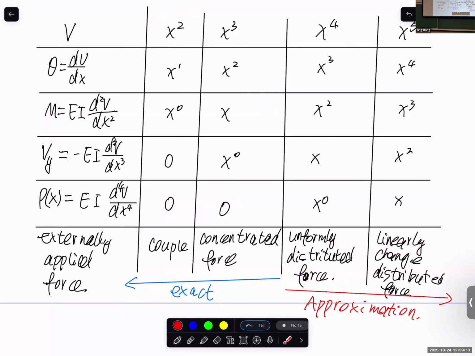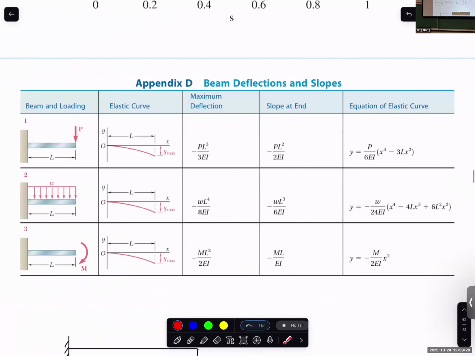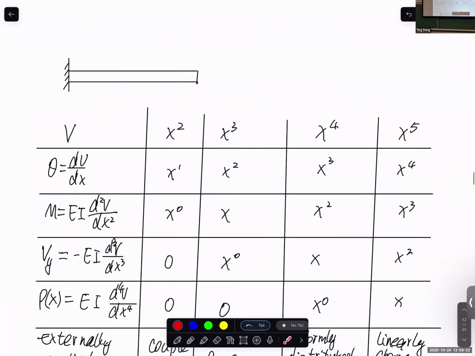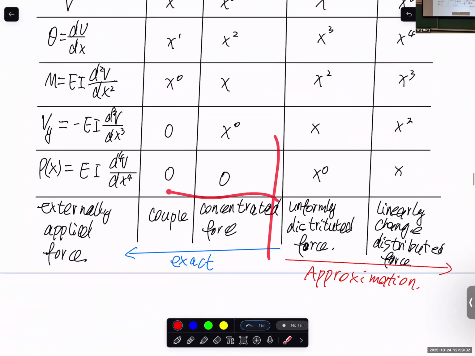But when we start from uniform distributed force, or higher order like linear distributed force or random distributed force, now from mechanics of materials, we know that it becomes the fourth order or fifth order. And now we are still using the cubic polynomial to model this one, then we can only do approximation. So our conclusion was, if it's concentrated force or couple, it's exact. If it's uniform distributed or anything higher, linear distributed or random distributed force, then we know that it's approximation.